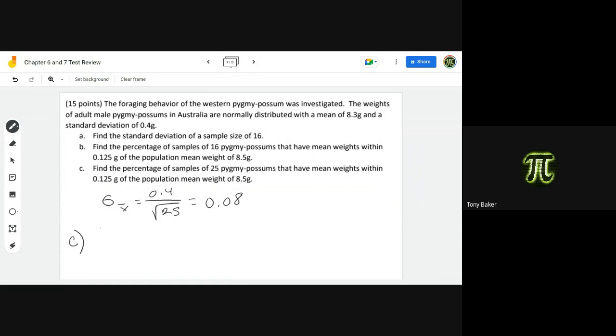And now we're going to do the exact same thing. I do the 0.125, but this time I'm dividing it by the 0.08. And I get 1.56. So, 1.6. And remember, same thing. We're still looking at the positive and the negative version of it.